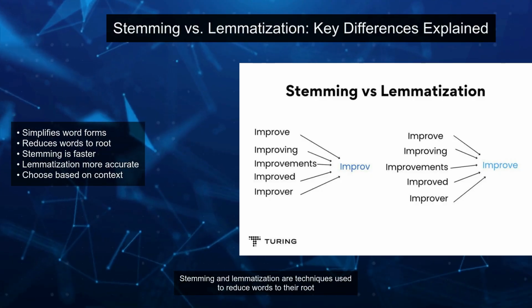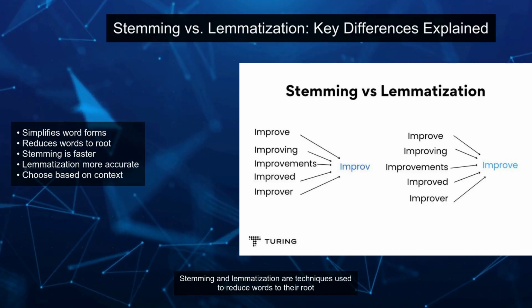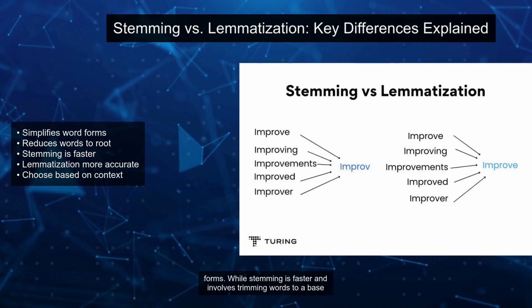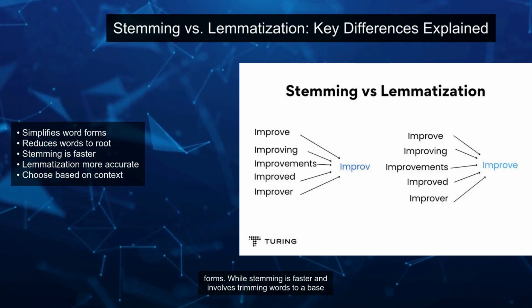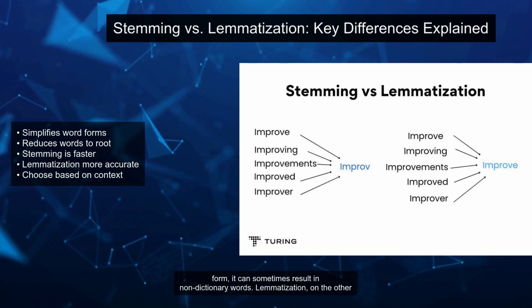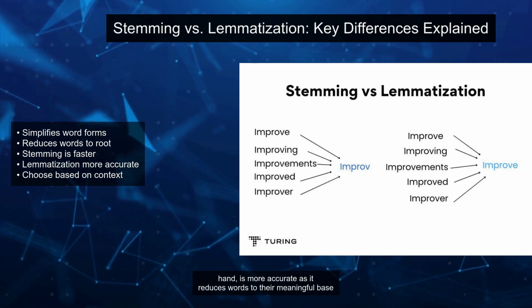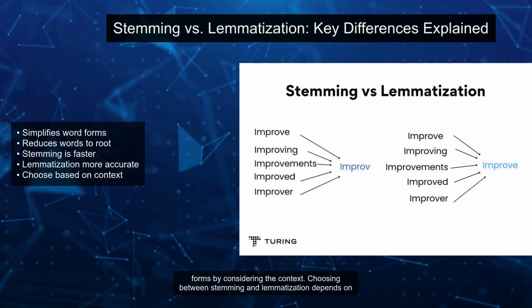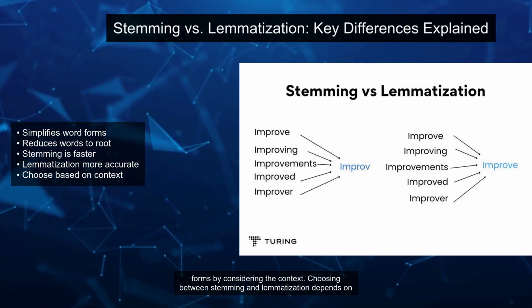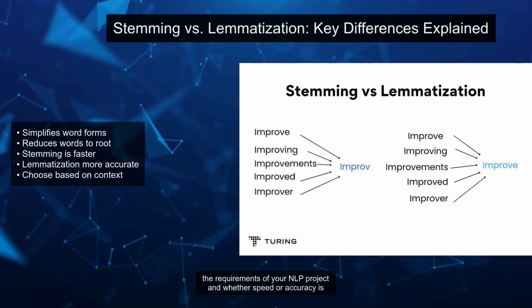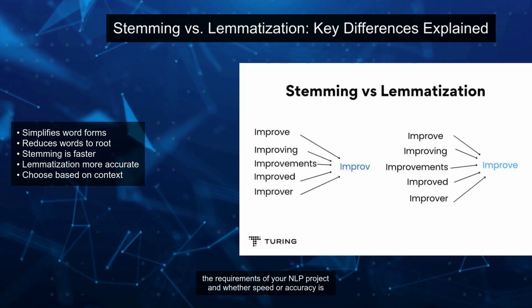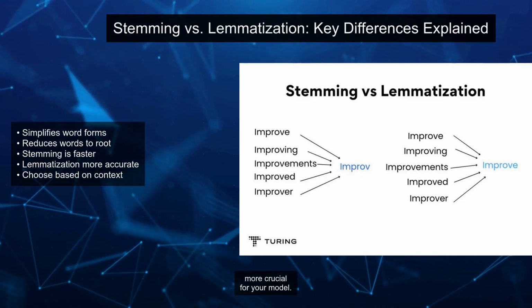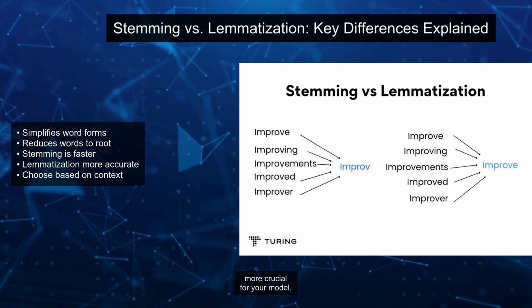Stemming and lemmatization are techniques used to reduce words to their root forms. While stemming is faster and involves trimming words to a base form, it can sometimes result in non-dictionary words. Lemmatization, on the other hand, is more accurate as it reduces words to their meaningful base forms by considering the context. Choosing between stemming and lemmatization depends on the requirements of your NLP project and whether speed or accuracy is more crucial for your model.